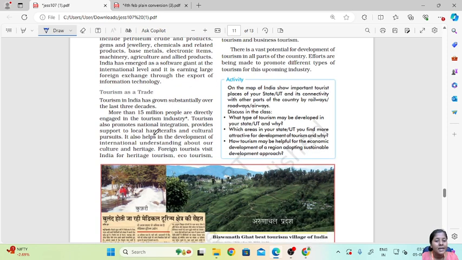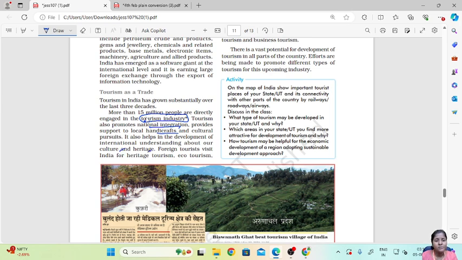Then next is tourism as a trade. So tourism in India has grown substantially over the last more than 3 decades. More than 15 million people are directly engaged in the tourism industry. It also promotes national integration, wherein people from different countries come to your country and explore your country. Then it provides support to local handicrafts and cultural pursuits. It also helps in development of international understanding about our culture and heritage.